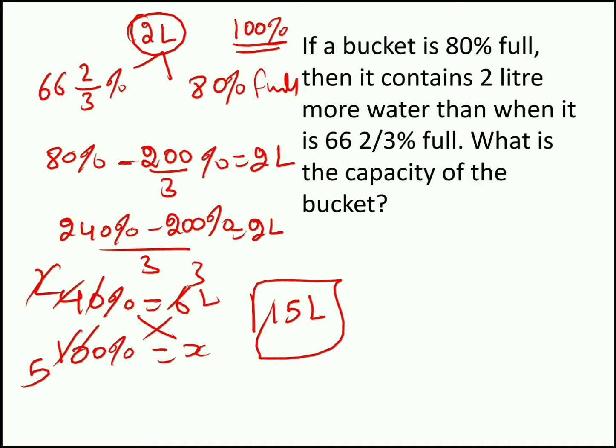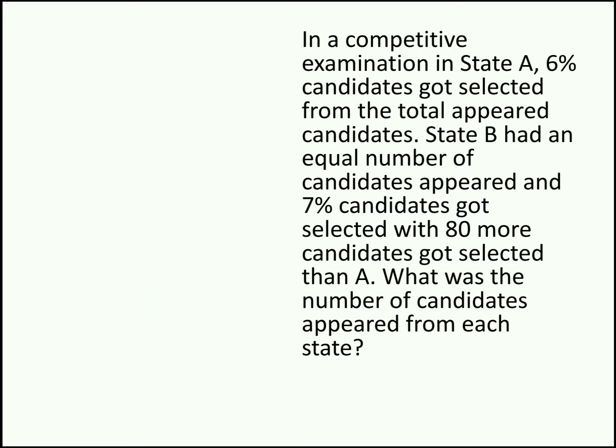Moving to our sixth question. In a competitive examination in State A, 6% of candidates got selected from the total appeared candidates. State B had an equal number of candidates appeared, and 7% of the candidates got selected, with 80 more candidates selected than A. What was the number of candidates appeared from each state? Now you have two states, State A and State B. Out of the total candidates appeared, 6% of candidates were selected in State A and 7% of the total candidates were selected in State B. So both the states have the same number of candidates.